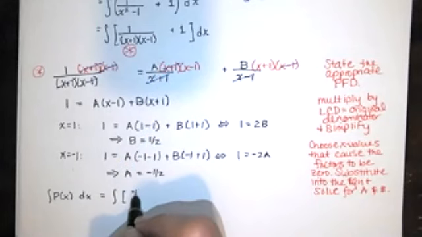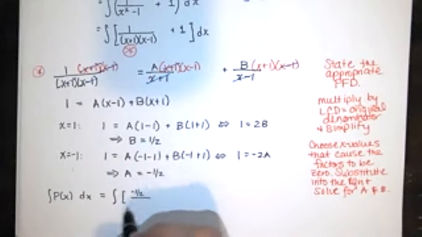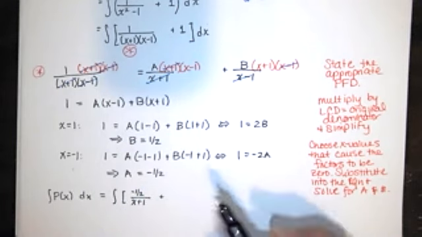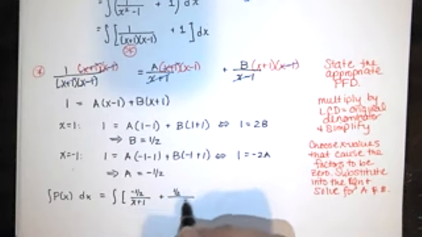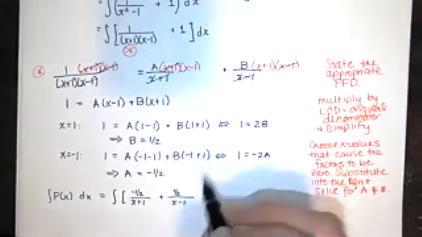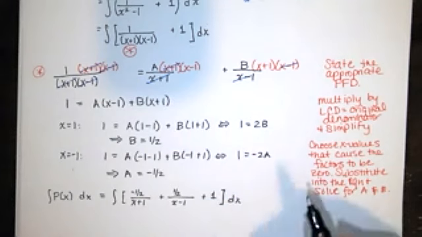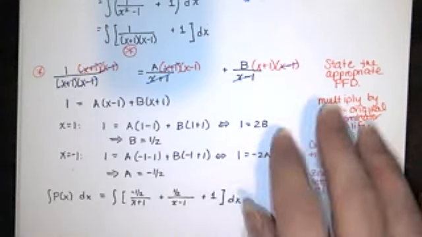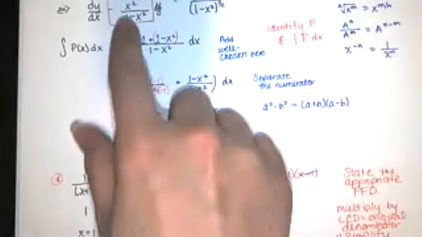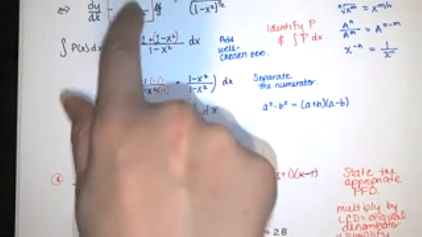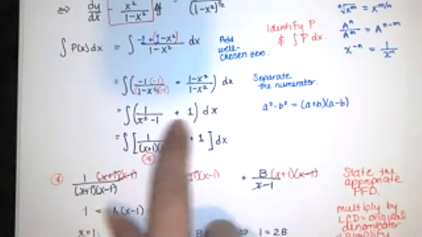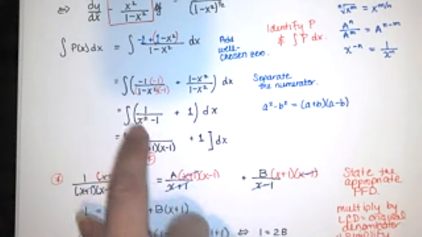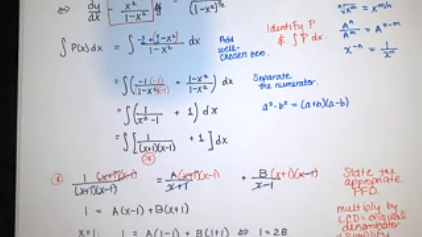I've got -1/2 over x plus 1, plus 1/2 over x minus 1, plus 1, and we're antidifferentiating with respect to x. Now, if we had used long division here, we would have obtained this result, and then we would have still had to use partial fraction decomposition for this. So the only thing that's a little different with adding the well-chosen 0 is just how we get from here to here. But once we've done that, we still have to use PFD either way.